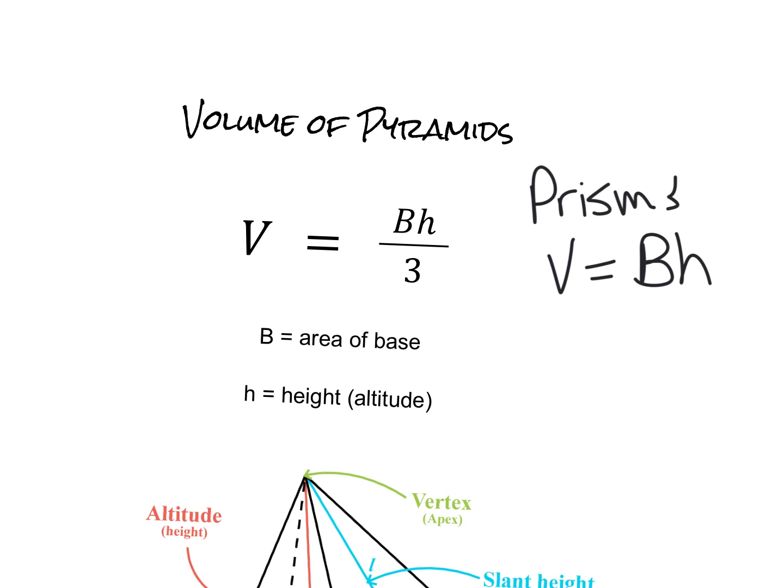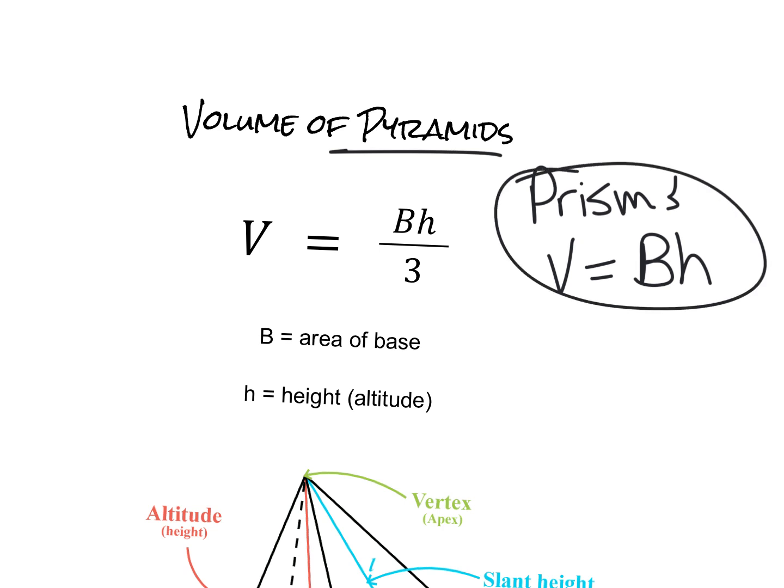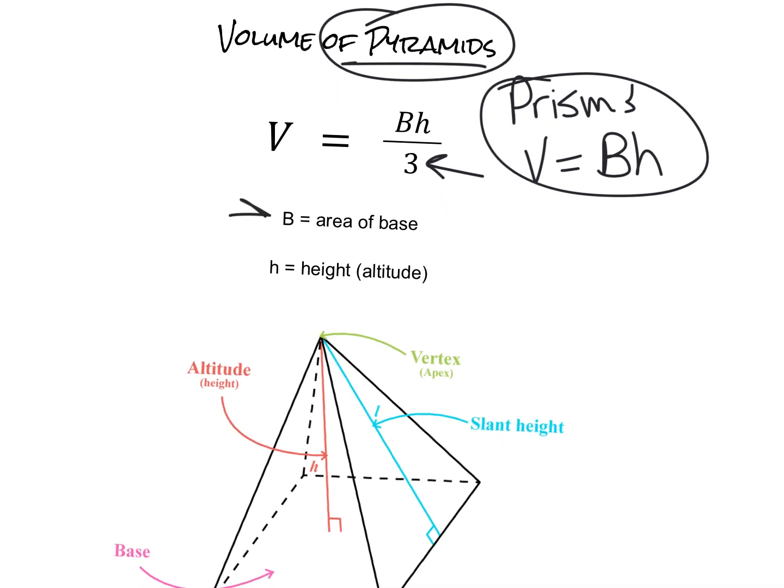Well, today, when we're talking about pyramids, we're going to take that second base of a prism and make it into a point, and by doing that, we just divide by 3. So really the only difference between prisms and pyramids is that divided by 3. Okay? We still have to know what the shape of the base is and what the area of the base is, and then we also have to be able to find the height.